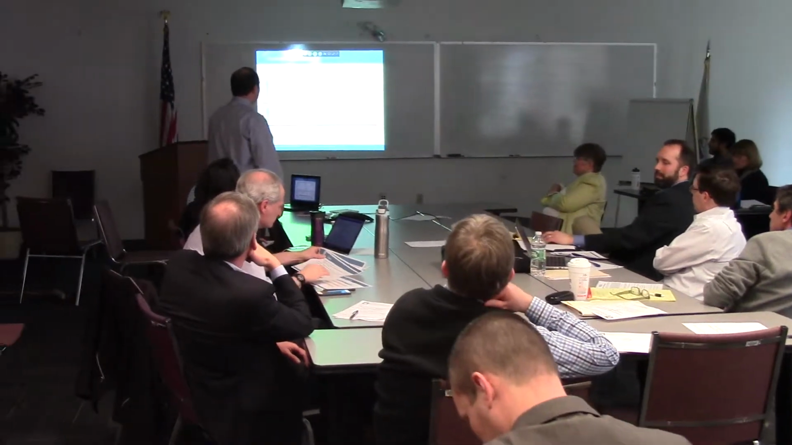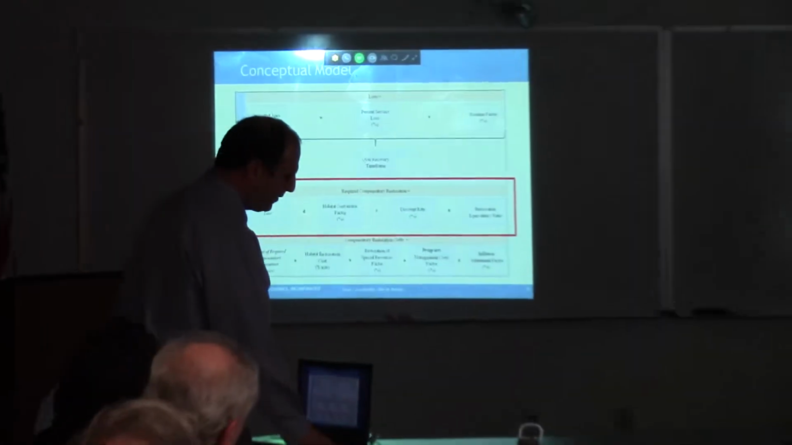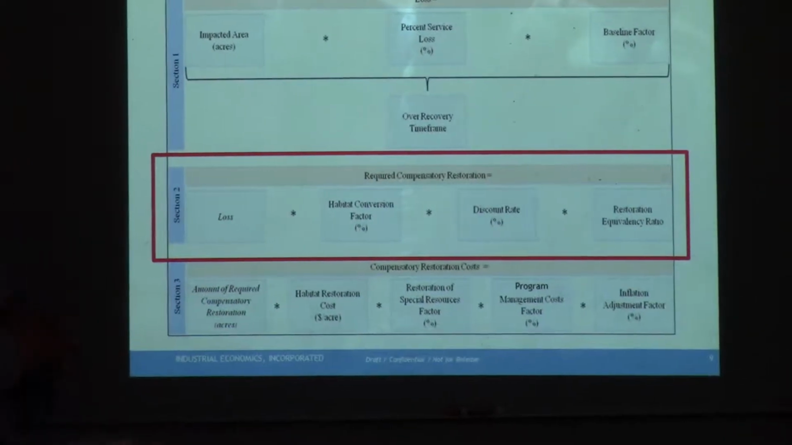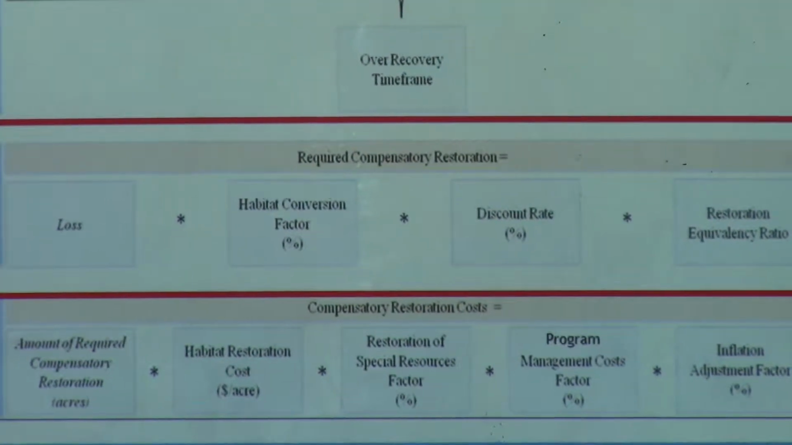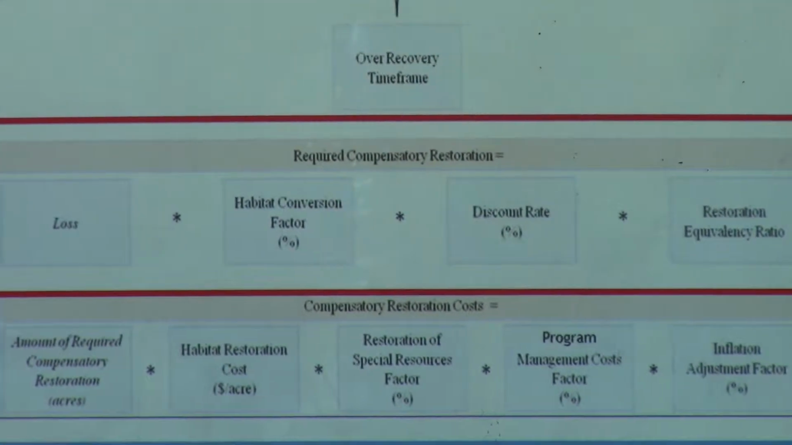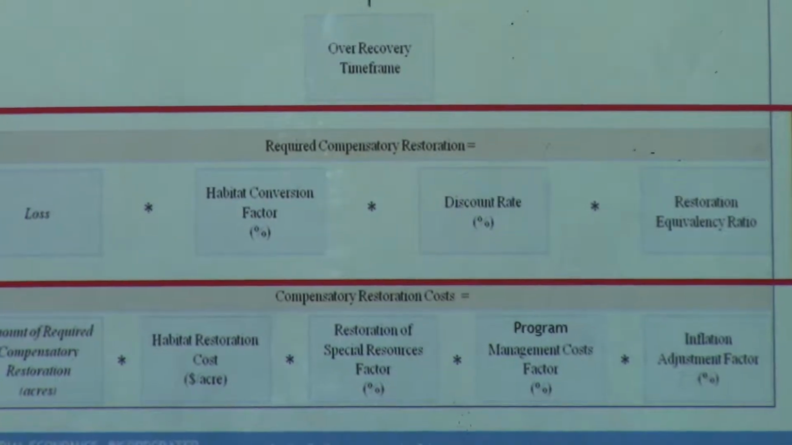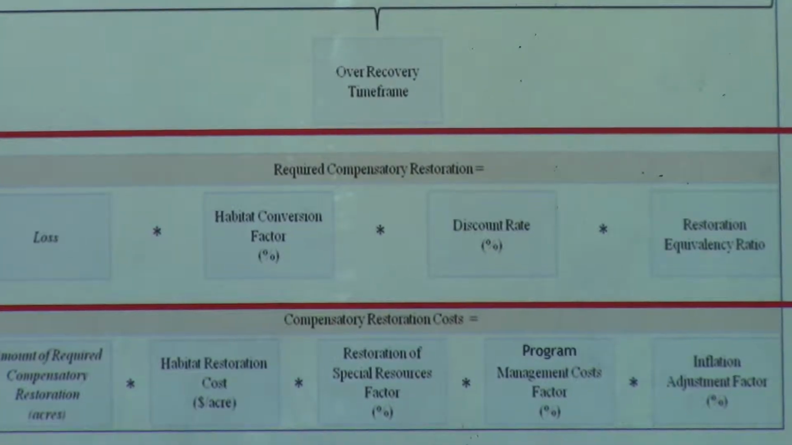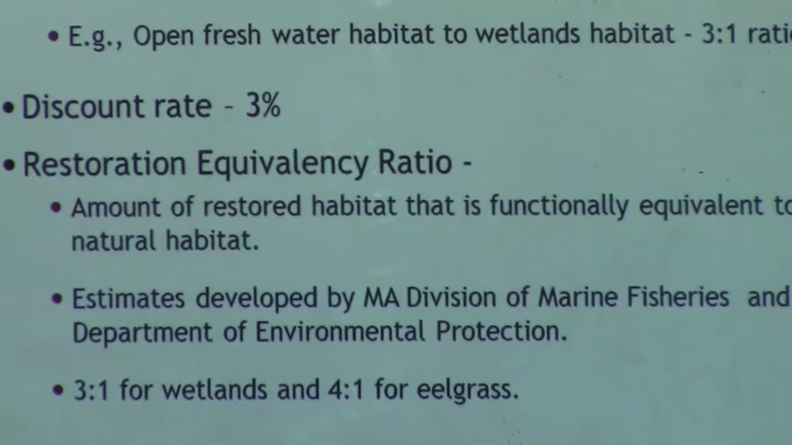All right, so moving on to our required compensatory restoration. This is for the compensation. It's not primary restoration within the area of impact, but it's to compensate for those losses. There are a couple different things that go into this. You have your loss, which we talked about already. You have a habitat conversion factor, a discount rate, and a restoration equivalency ratio. I'll talk about each of those in a little more detail.